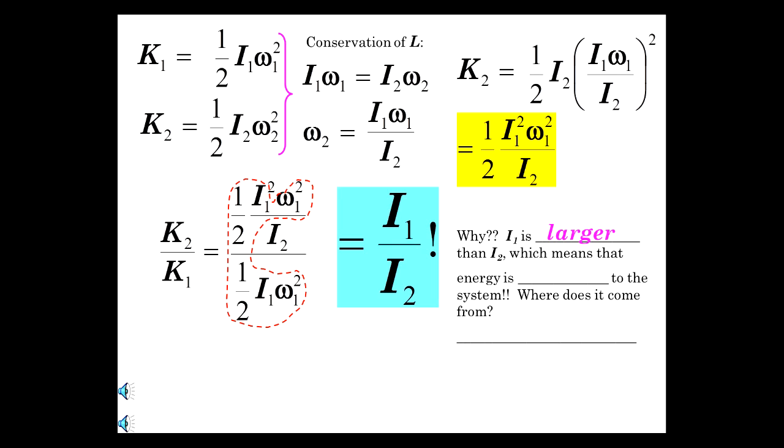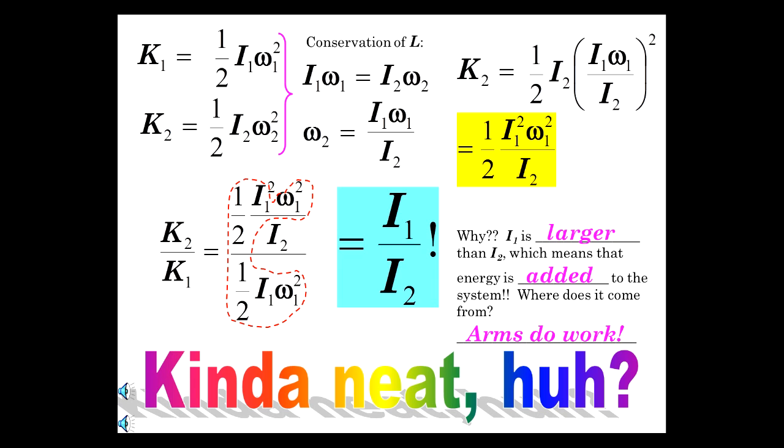Why is this? Well, I1 is larger than I2. Right? The mass was spread out more. So energy had to be added to the system. And how does it get added to the system? Where does it come from? Well, if you think about it, as you had those dumbbells, you actually had to pull them in. So you, spinning around, had to do work on those dumbbells to get them to come in. So the arms do work, and that increases the kinetic energy.